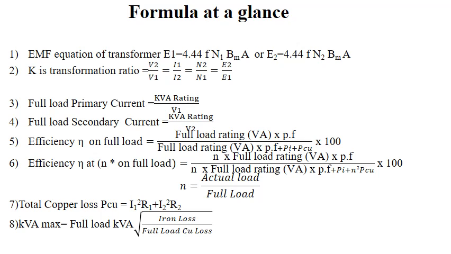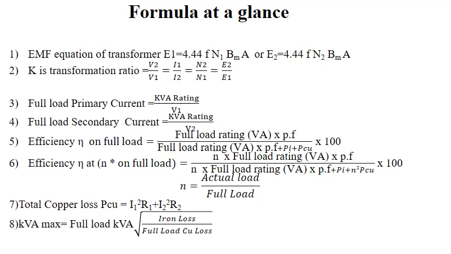The third formula gives the full load primary current, and the fourth formula gives the full load secondary current, which we can calculate from the kVA rating. The fifth formula is for the efficiency on full load condition. It is full load rating into power factor, divided by full load rating into power factor plus iron losses plus copper losses. Then the next formula is efficiency at some other load.